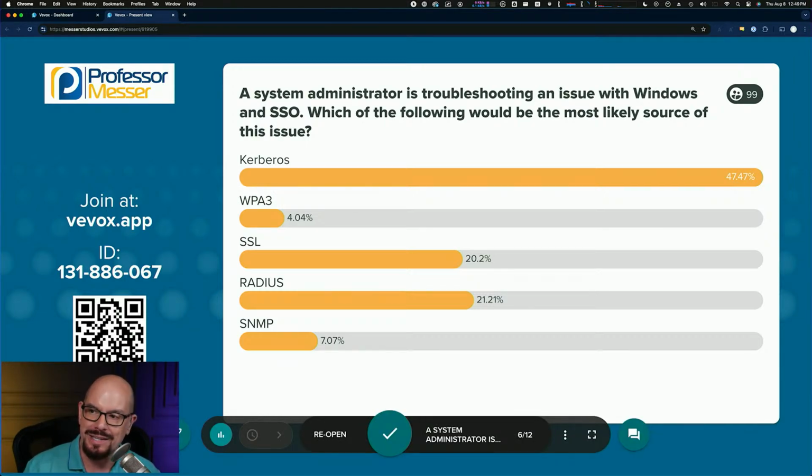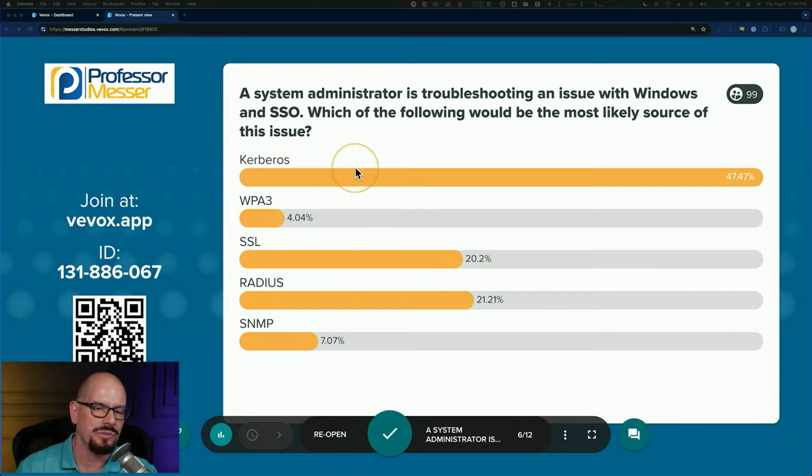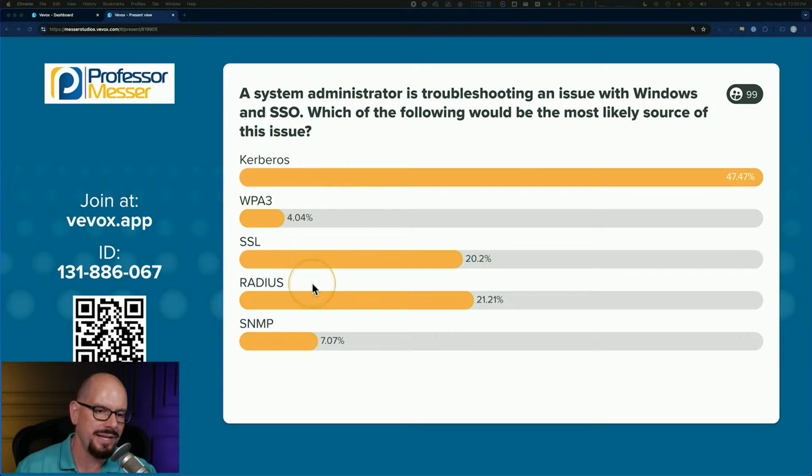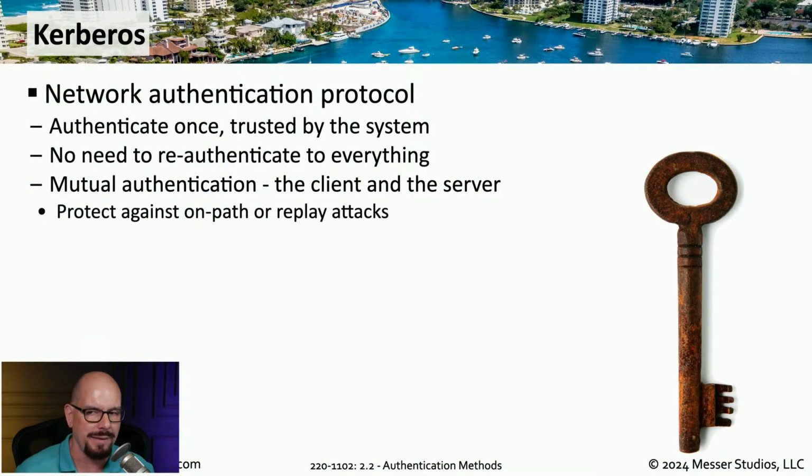So this is, of course, what we want to focus on. So we want to be able to understand which of these technologies then are associated with single sign-on. Kerberos, WPA3, SSL, Radius, or SNMP. 47% of us chose Kerberos, and you would indeed be absolutely correct.